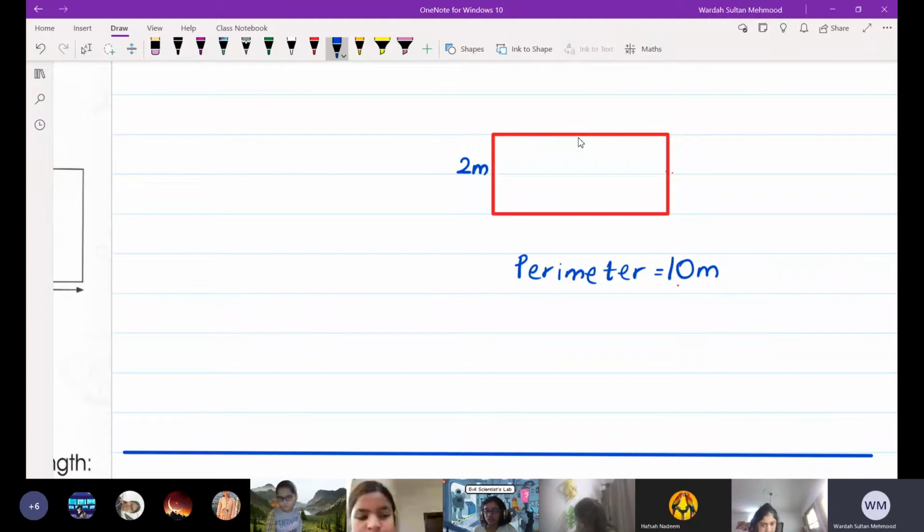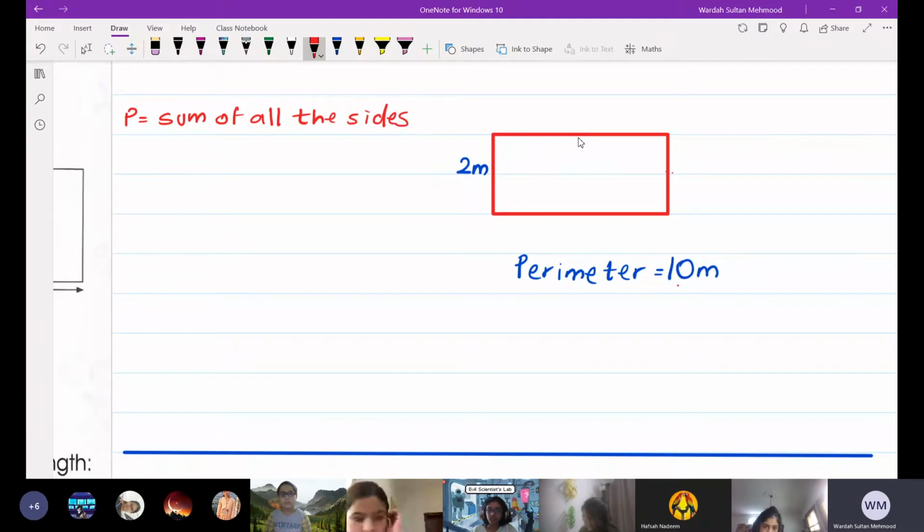Okay, always start by writing the formula. The formula for perimeter equals the sum of all the sides. Now in this case, how many sides do we have? We have 2 lengths and 2 breadths. So that means the formula is going to be length plus length plus breadth plus breadth. Always write these steps. Do not miss any steps for these questions.